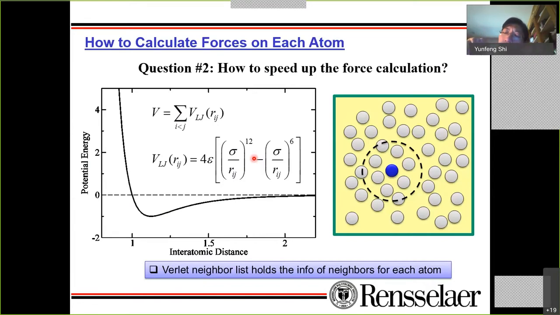So how do we calculate force? To calculate the force, think about it. If we are talking about, let's say, a simple two body force field like a Lennard-Jones, right? The two body interaction means that the force acting on me only depends on my neighbor. It is not affected by other atoms. That's why it's called the two-body interaction.